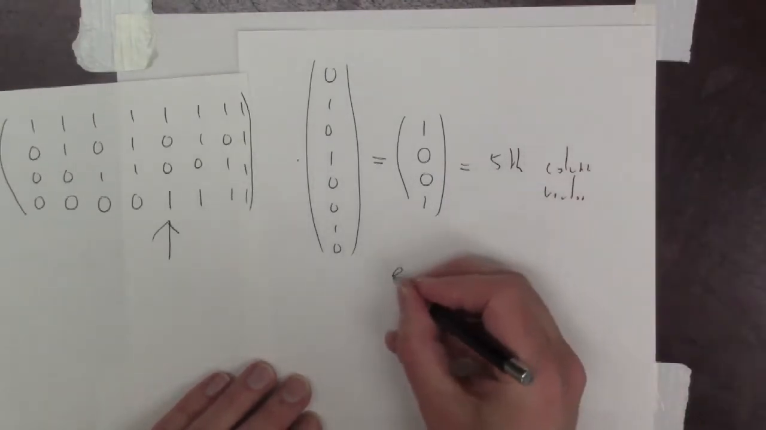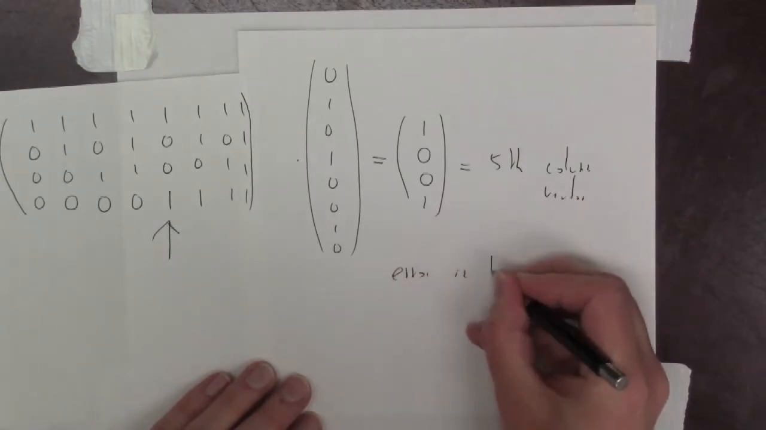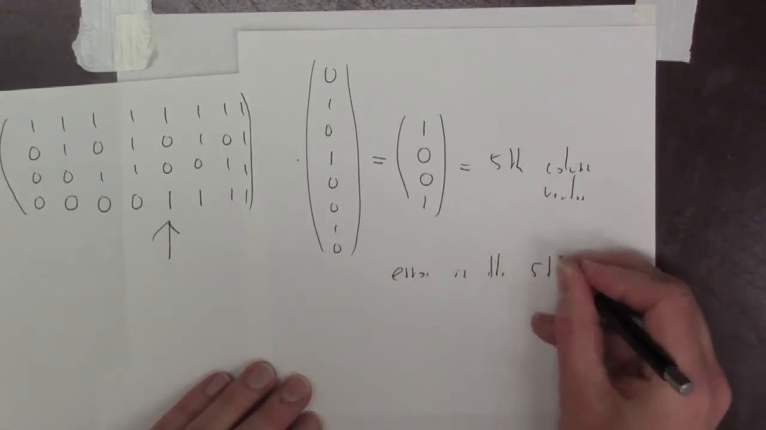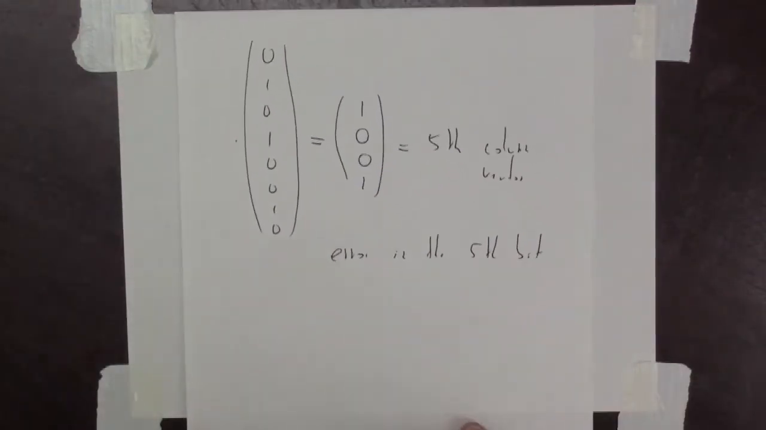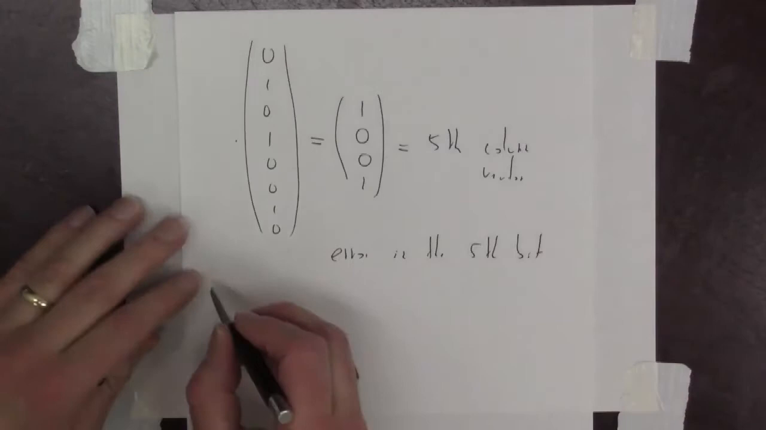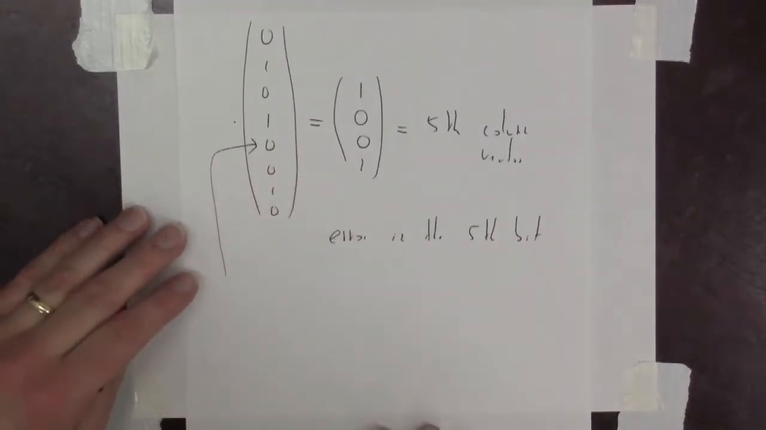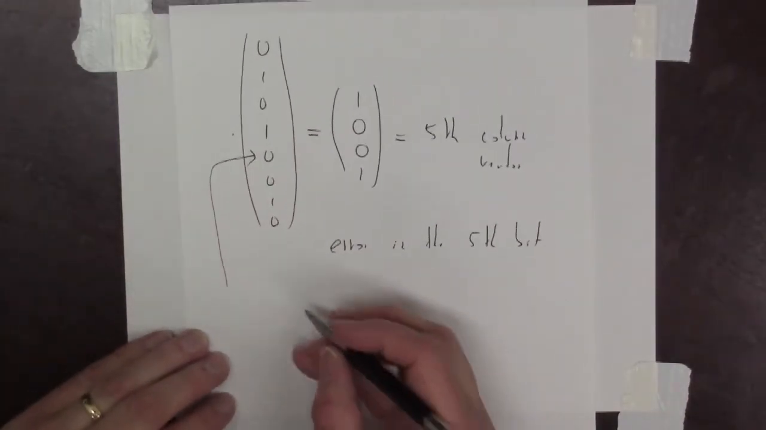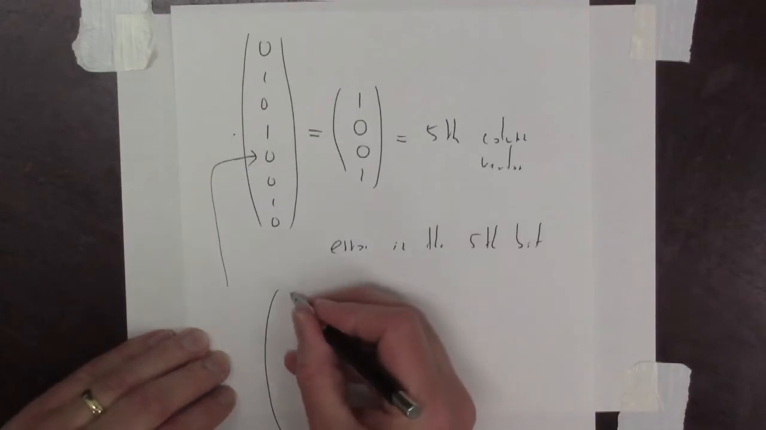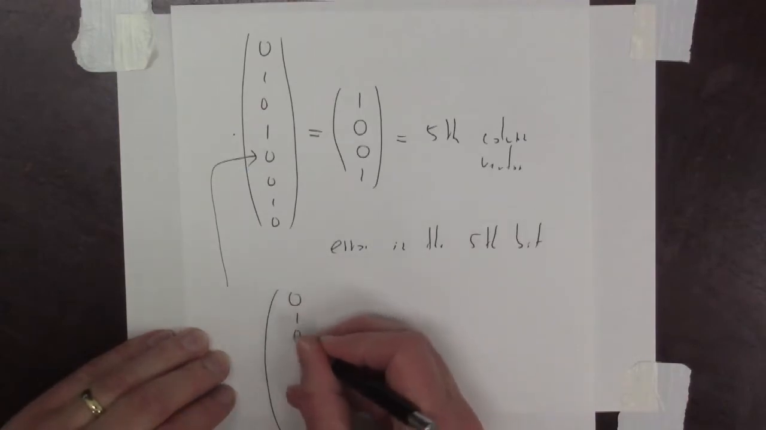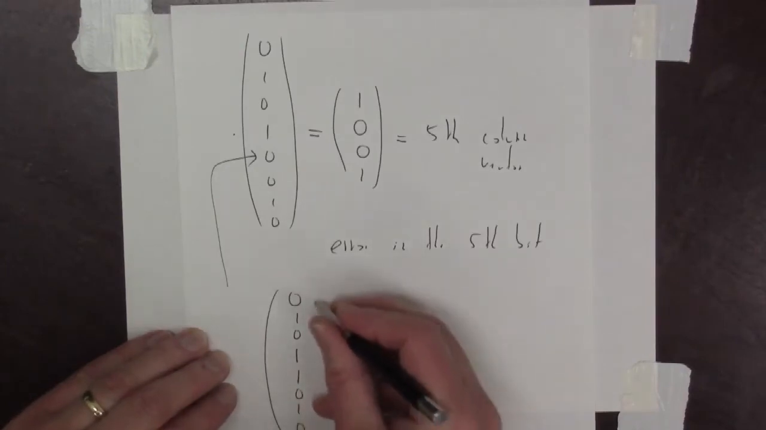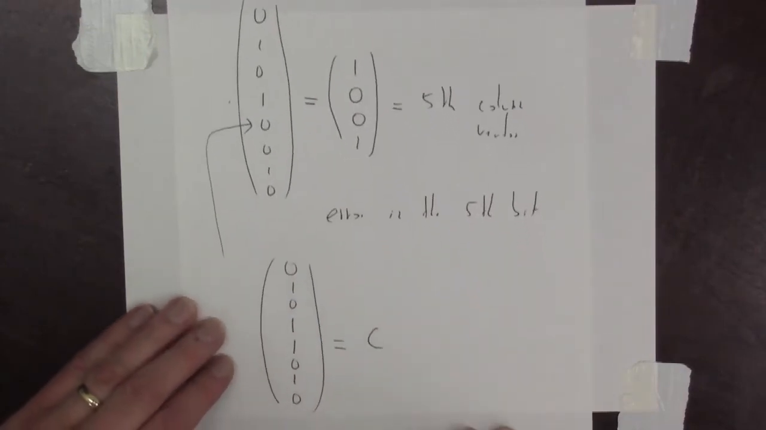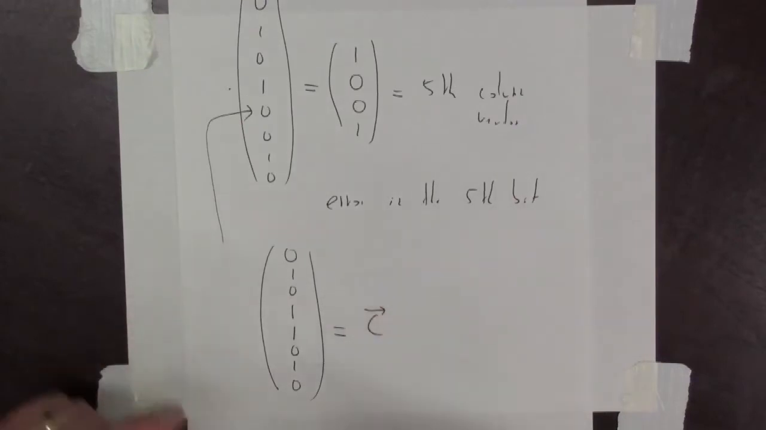So there is an error in the 5th bit, i.e. the 5th bit is here. So the vector that was sent was 0 1 0 1 1 0 1 0. This was a cool thing, the vector was sent. Ta-da, that was problem number 2.